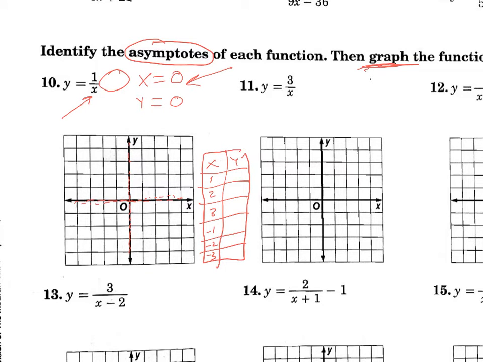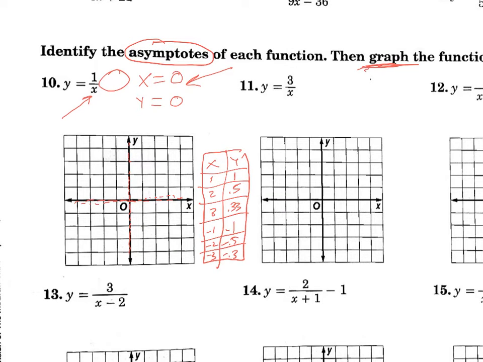So if I put 1 there, 1 divided by 1 is just 1, right? If I put a 2 there, I get 1/2. If I put a 3 there, I get 1/3, so like 0.333, right? Okay, if I put a -1 there, I get -1, -0.5, and then -0.3, right?